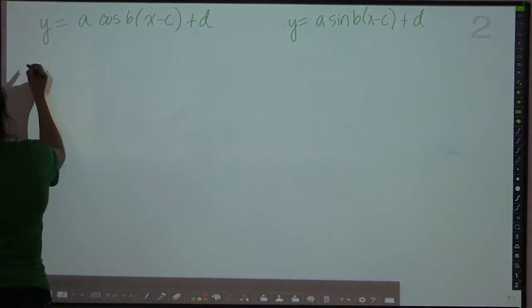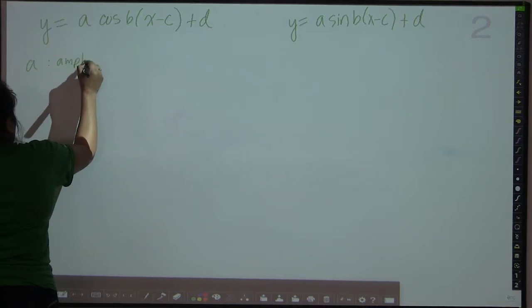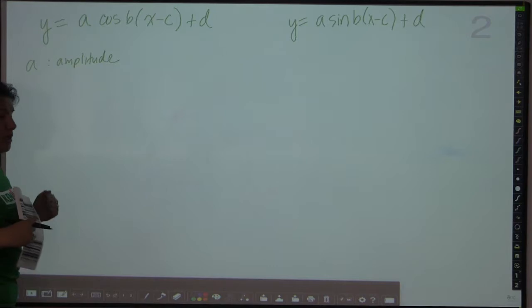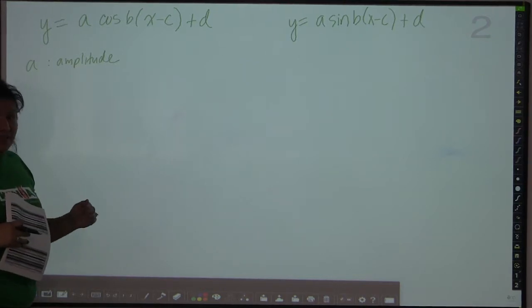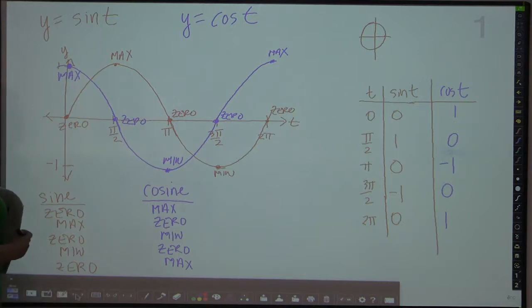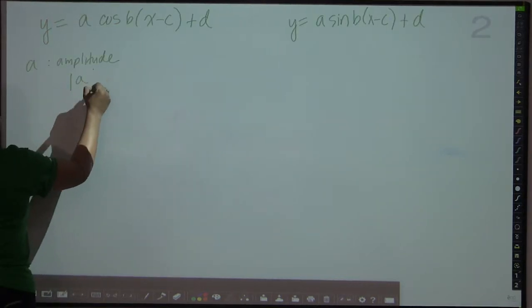So A represents what we call the amplitude. The amplitude of your function is the values between which the function oscillates. So in other words, if we go back to this, both of these functions oscillate between the values of 1 and -1. So the amplitude of the parent graph is 1. So there's an actual formula for amplitude. It's the absolute value of A.